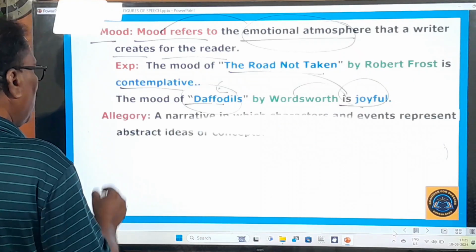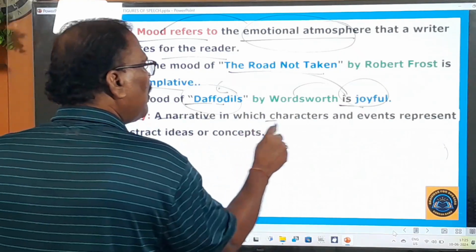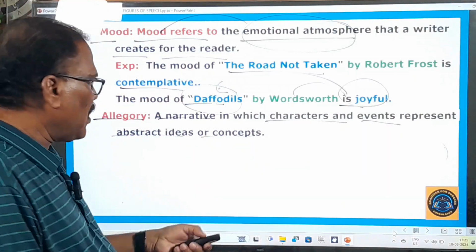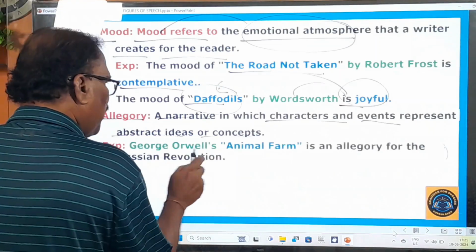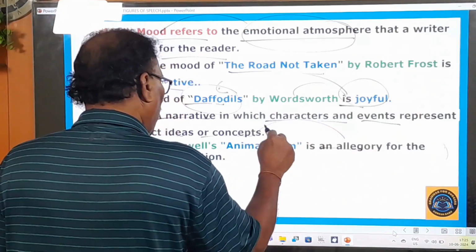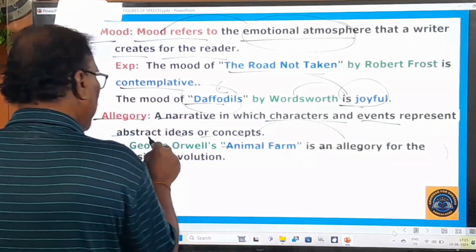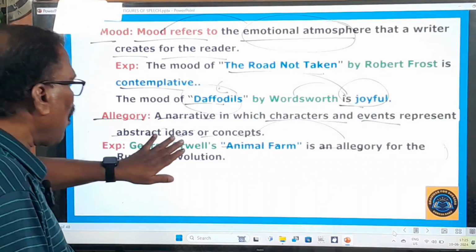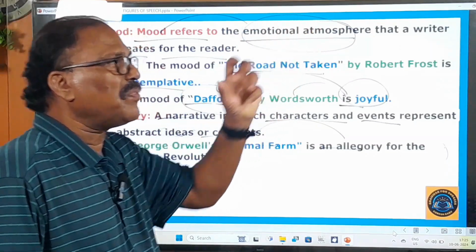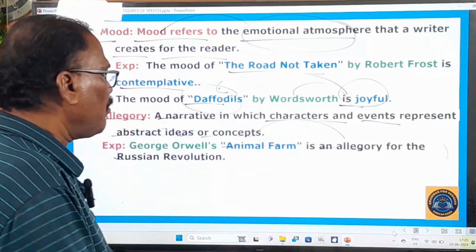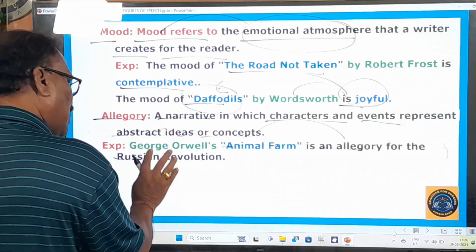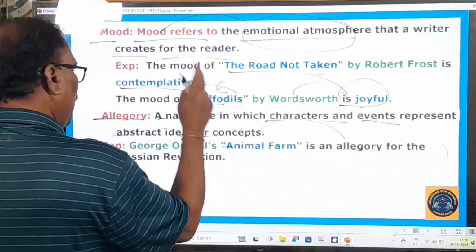And you go to the next one, allegory. Allegory means a narrative in which characters and events represent abstract ideas and concepts. So this is very simple. For example, here you pay attention. In the Russian Revolution, there was an allegory written in the form of Animal Farm by George Orwell, mimicking that political situation about the Russian Revolution. So mimicking or mocking this Russian Revolution, this allegory was written by George Orwell.